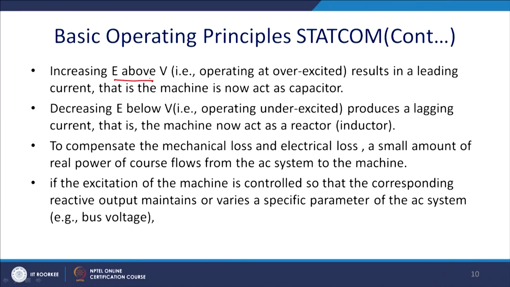So what is the principle of operation that we have told? Let us formulate it in a more systematic manner. Increasing E above V puts the machine in an overexcited state, resulting in leading current, and the machine acts as a synchronous condenser or capacitor. Decreasing E below V makes it underexcited, producing lagging current, and the machine acts as an inductor or reactor. To compensate the mechanical and electrical losses, a small amount of real power flows from the system to the machine to meet the losses.